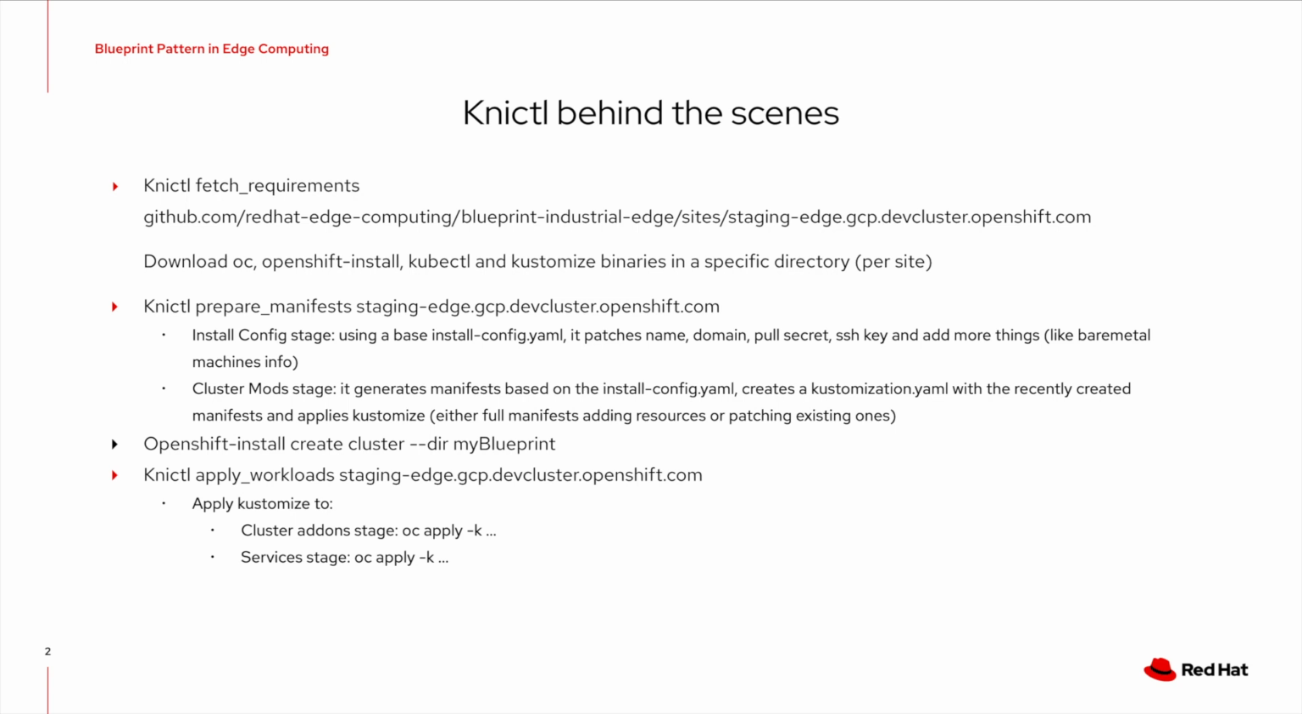Once the manifests are rendered, we will use the OpenShift install binary to create our cluster, and we will pass this set of manifests as our configuration directory. Once the deployment is completed, we will use the knictl apply workloads command. This will basically do an OC apply -k in the two last stages, the cluster add-ons and services. With this command, we will add the extra operators that are needed in our platform and the workloads that are running on top.